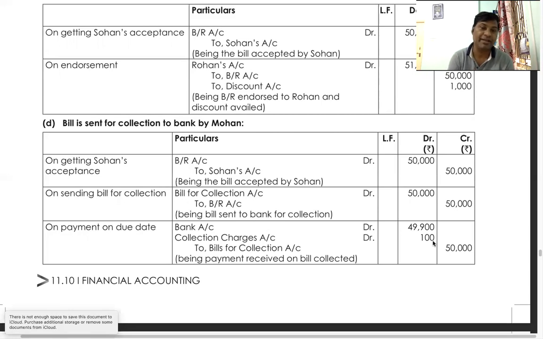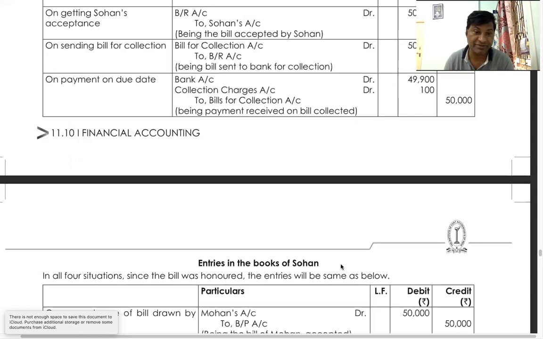Bank account debit 49,900, and for 50,000 he is charging 1,000 as his service charge, a collection charge. The remaining amount, 49,900, is credited in the account of Mohan. Bank account debit, collection charges account debit, to bill for collection 50,000.